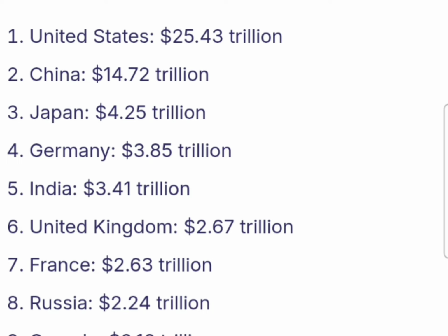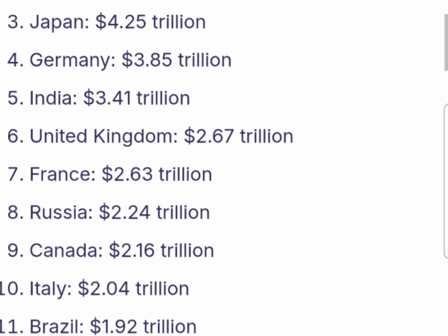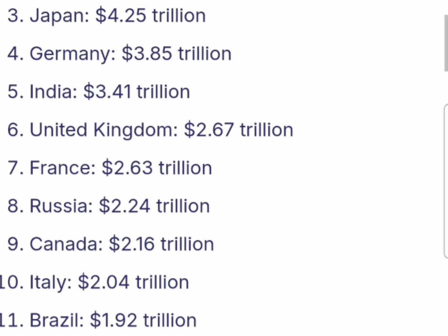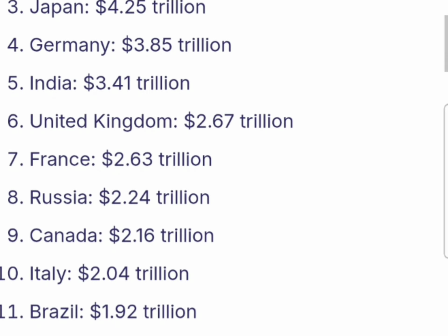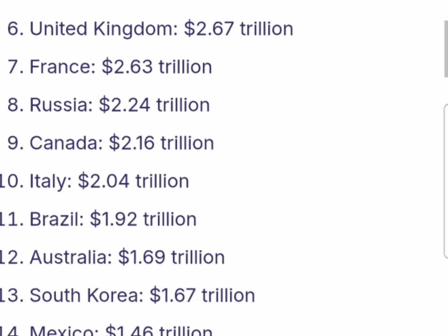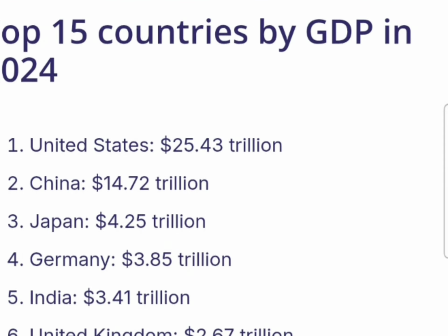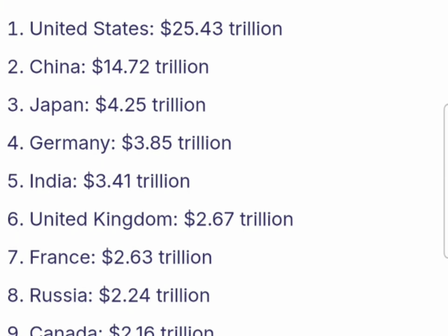India is the fifth one with 3.41 trillion dollar. UK, United Kingdom, the sixth one with 2.67 trillion dollar. France is the seventh with 2.63 trillion. Russia is the eighth with 2.24 trillion dollar. Canada is the ninth largest country in terms of GDP with 2.16 trillion. The 10th one is Italy with 2.04 trillion. Brazil 1.92 trillion. Australia 1.69 trillion. South Korea, a small country, 1.67 trillion. Mexico 1.46 trillion, and Spain is 1.41 trillion.